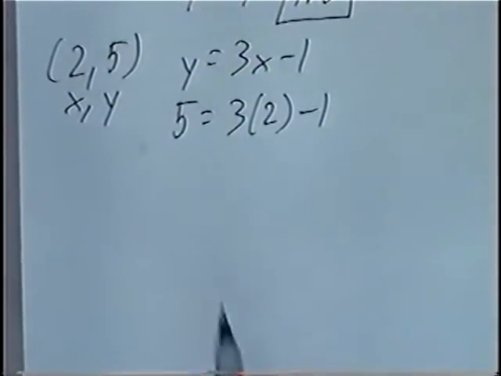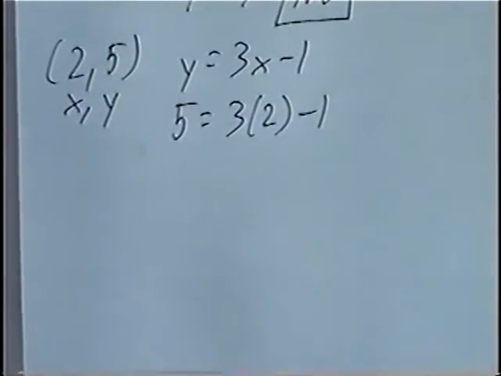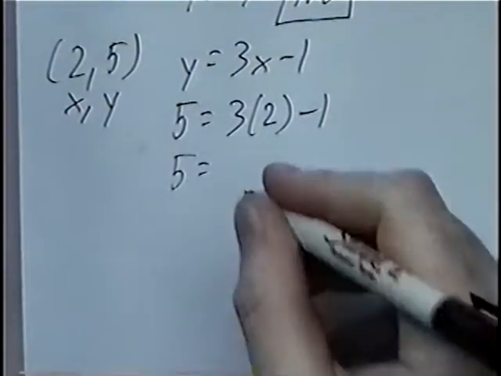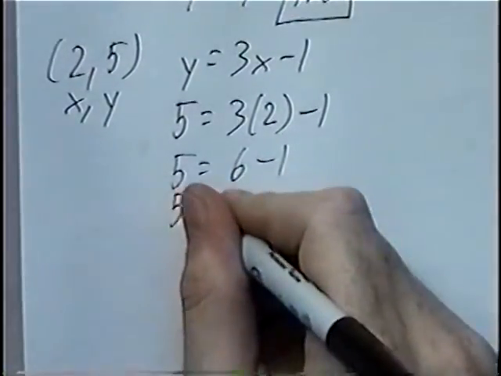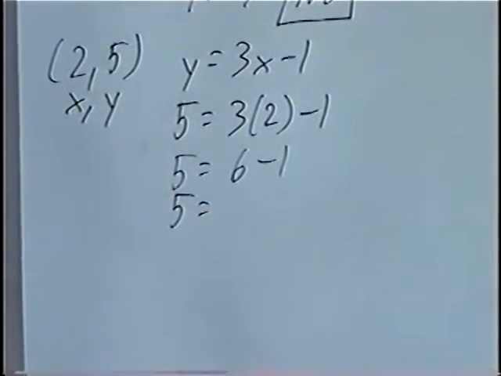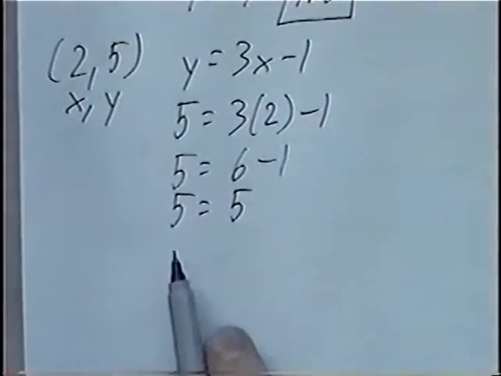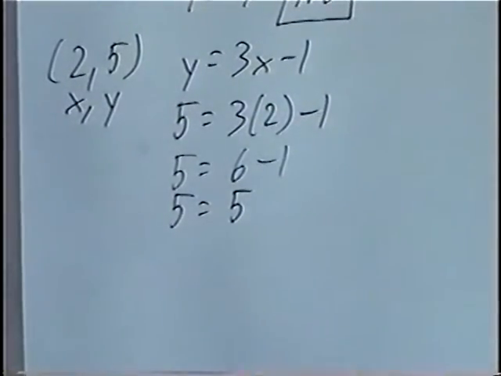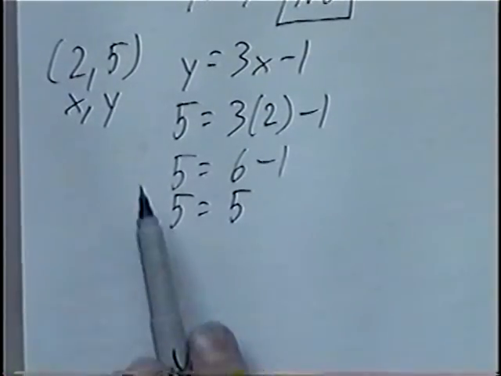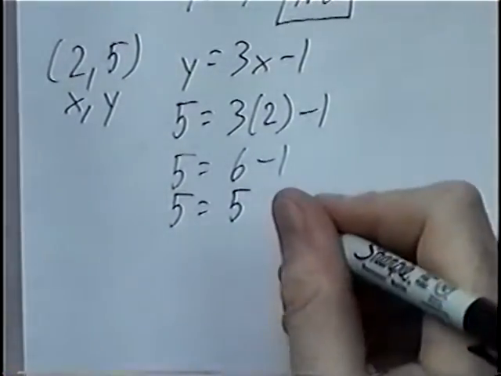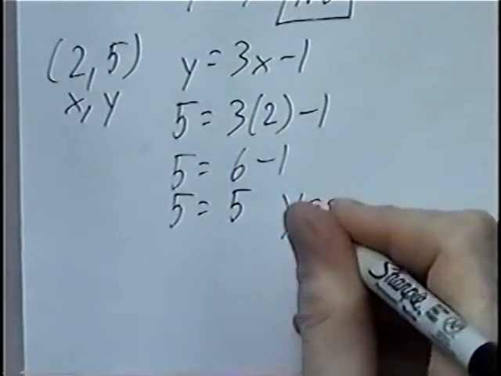Keep in mind to always follow PEMDAS. We'll multiply first before we subtract. So 5 equals 3 times 2 would be 6, minus 1. 5 equals 6 minus 1 is 5. So we have 5 equals 5, which is true. When plugging a point in, if you have 2 equal numbers, the question is if this point lies on the line, and the answer would be yes.